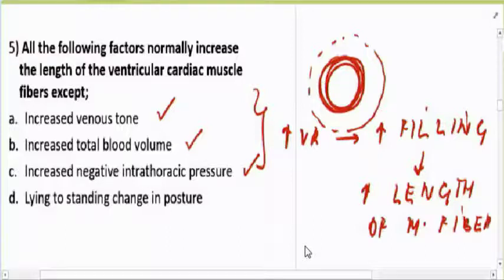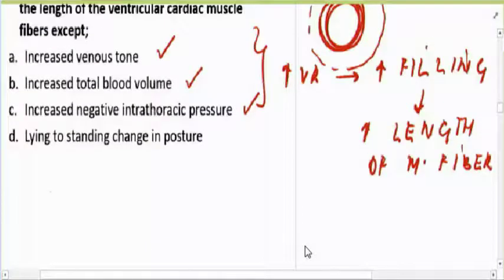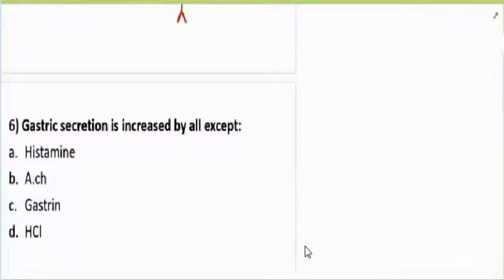Lying to standing position. Let's see this here. What happens from the lying to standing position? The moment you take the standing position, there is going to be a fall in venous return because of a peripheral pooling of blood, and this will not cause an increase in the length of the ventricular muscle fiber. So my answer here becomes D. Let's have a look at the next question.